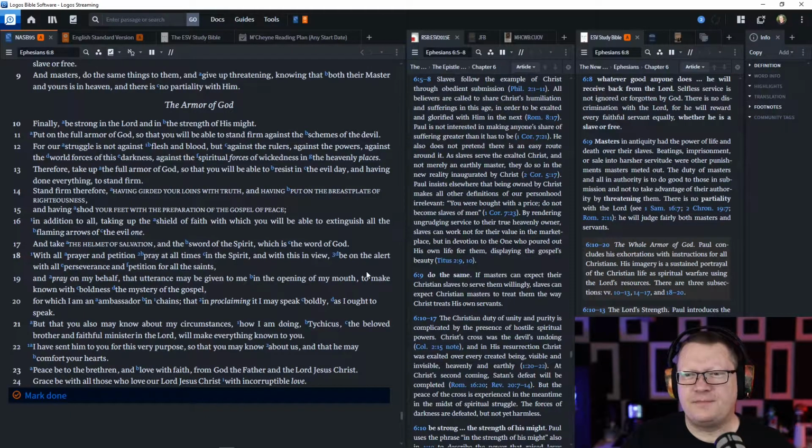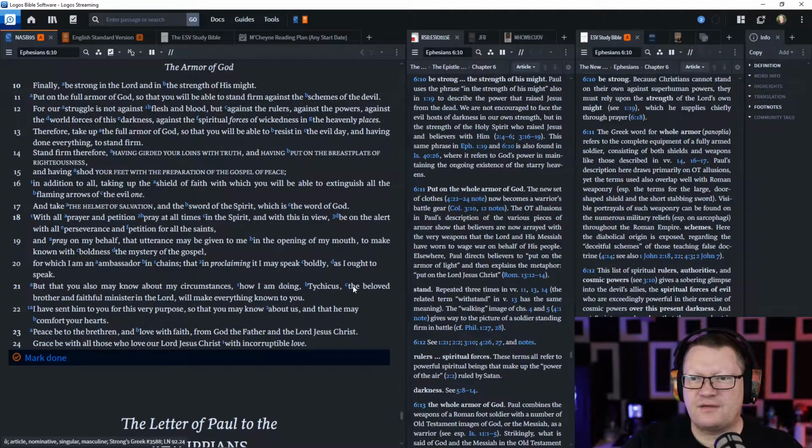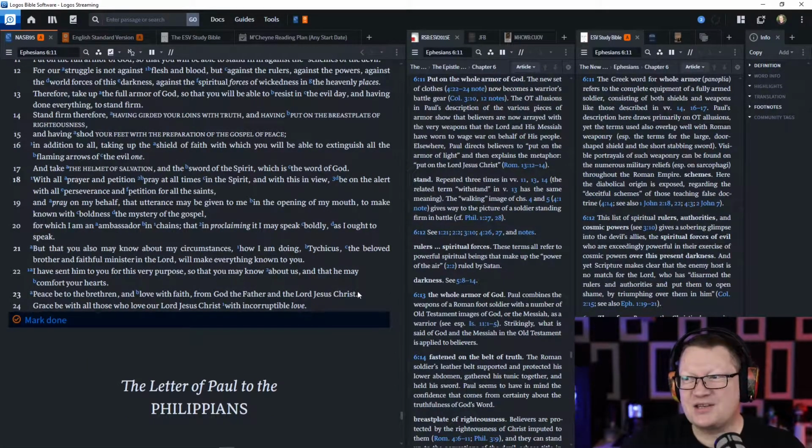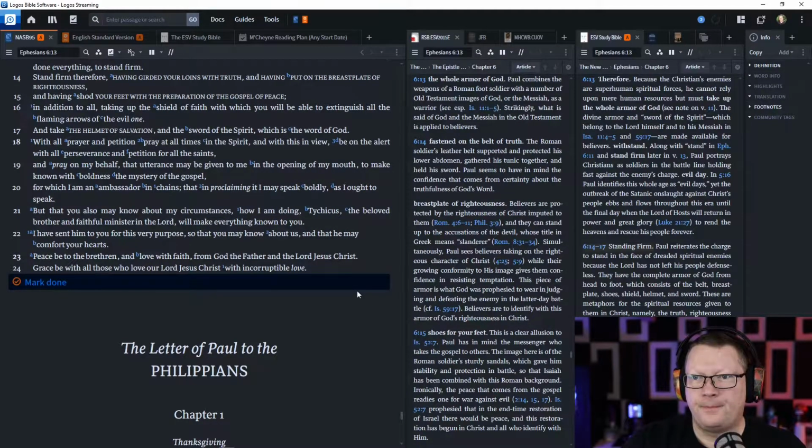With all prayer and petition, pray at all times in the Spirit. This doesn't mean in tongues, it means, properly. And with this in view, be on the alert with all perseverance and petition for all the saints, and pray on my behalf, that utterance may be given to me in the opening of my mouth, to make known with boldness the mystery of the gospel, for which I am an ambassador in chains, that in proclaiming it, I may speak boldly as I ought to speak.